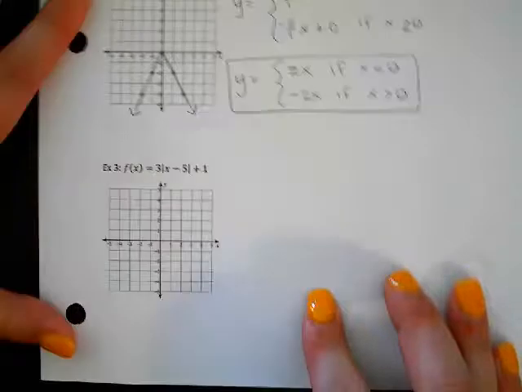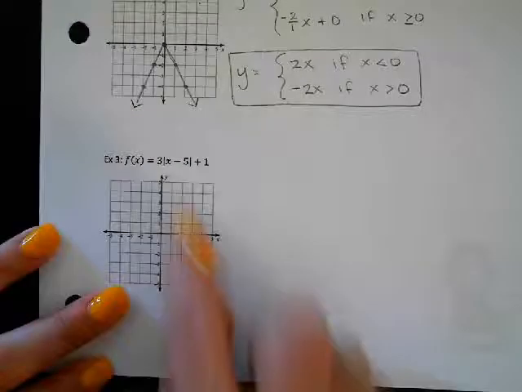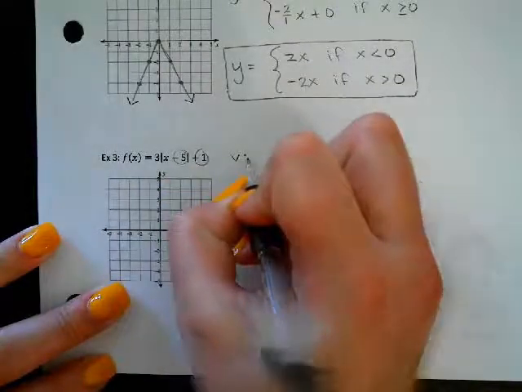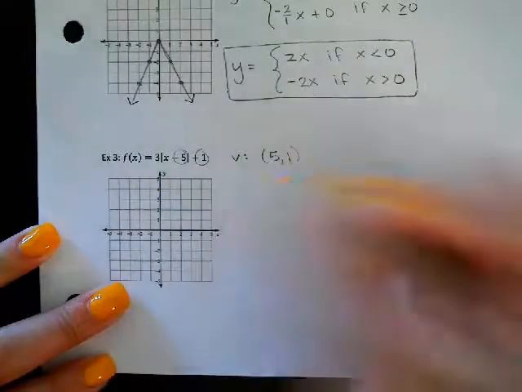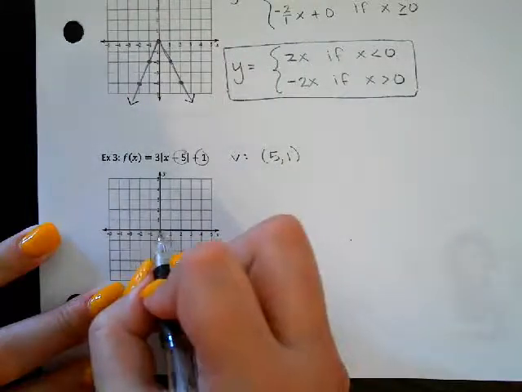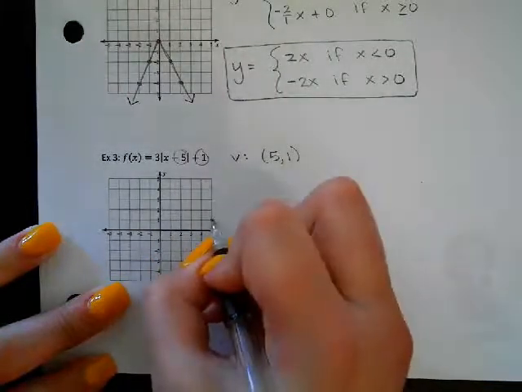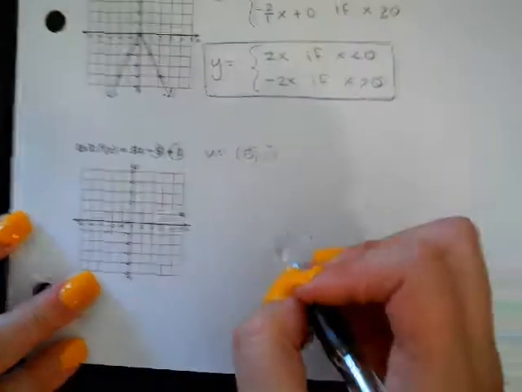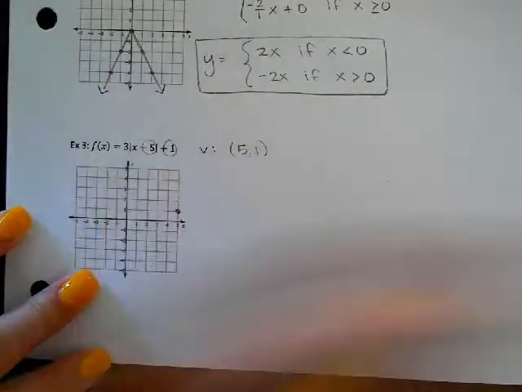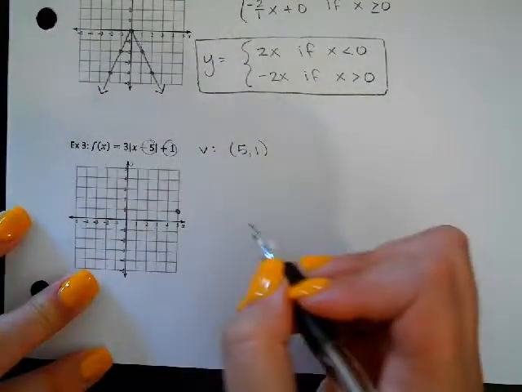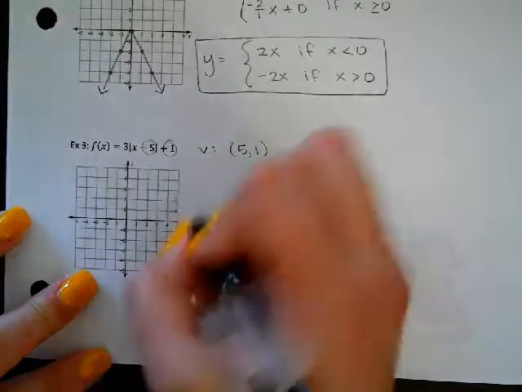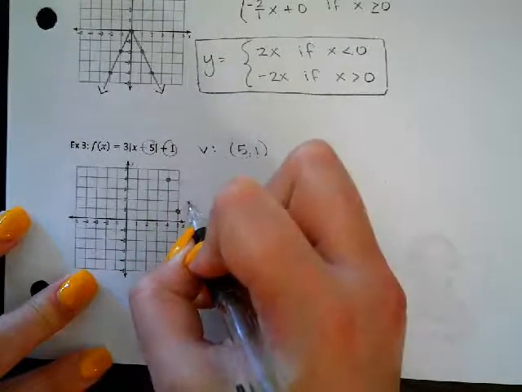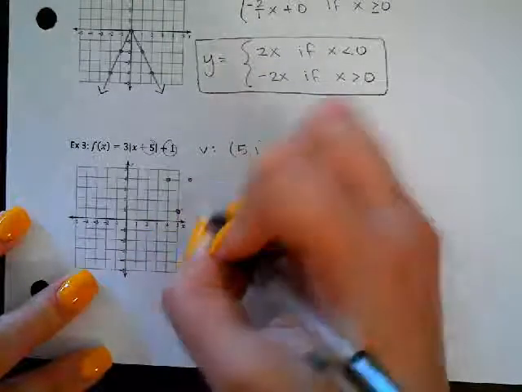Okay, with this one, my vertex is (5, 1). Why did I make this one so hard to fit on this graph? That is a good question. Okay, and then it has a vertical stretch of 3. So instead of going over 1, up 1, it's going to go over 1, up 3. 1, 2, 3. I guess it barely doesn't fit on the graph, so that's kind of nice.